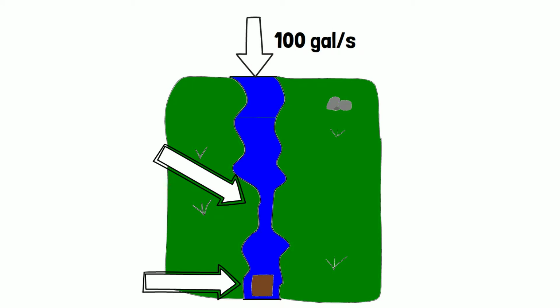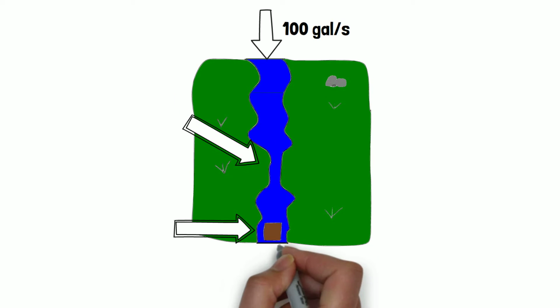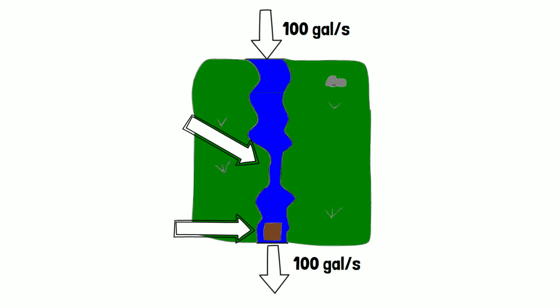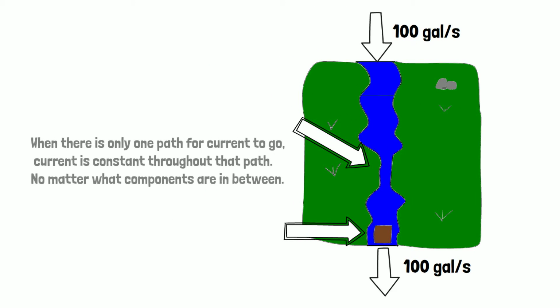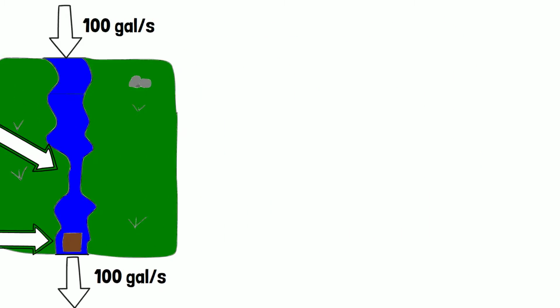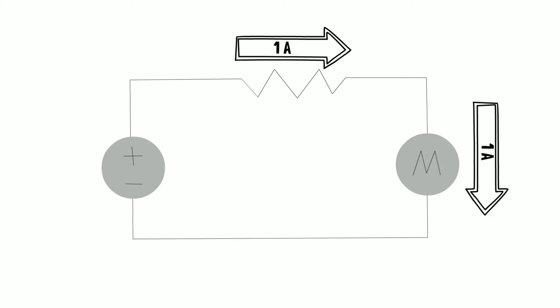If no water is splashing out and that water only has one path, then at the bottom of the river there should be 100 gallons of water per second flowing out. This brings us to our first important concept about current. When there is only one path for current to go, current is constant throughout that path, no matter what components are in between. For example, in this simple circuit, if 1 amp of current is flowing through this resistor, then there must be 1 amp of current flowing through this motor.